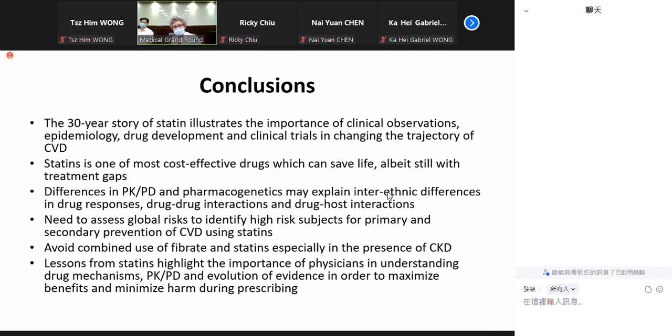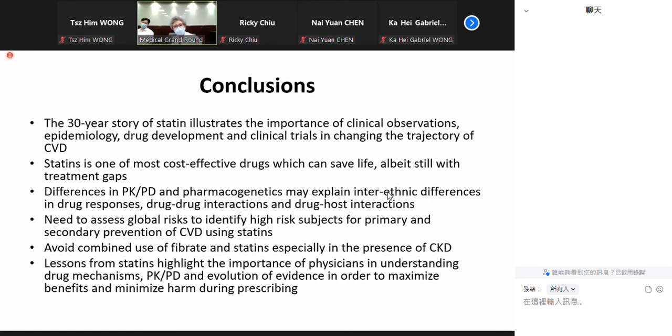And then we need to assess the global risk to identify high-risk individuals, for both primary and secondary prevention of CVD. And there are calculators that you can easily Google. So when you're facing a patient, you can look at the lipid, the other risk factors, the glucose, the blood pressure, the age and sex, and it will give you some idea of their 10-year risk. And if it is more than 7.5, then really statins might be an important tool for you to reduce that risk.